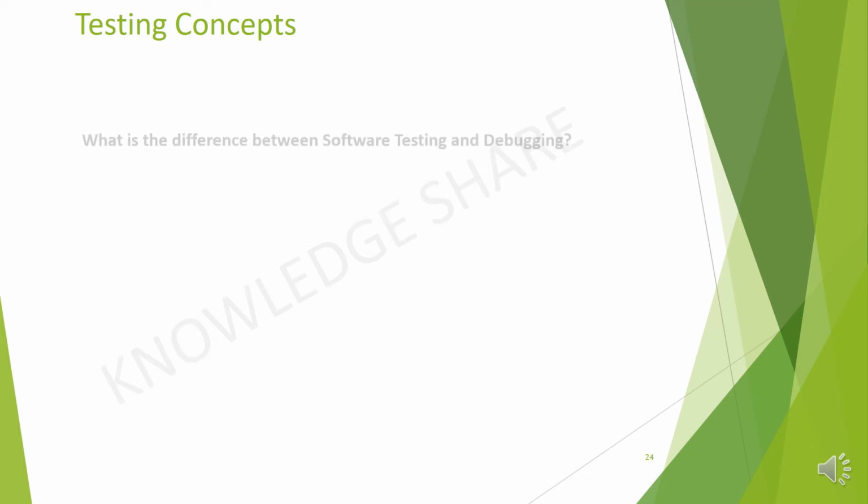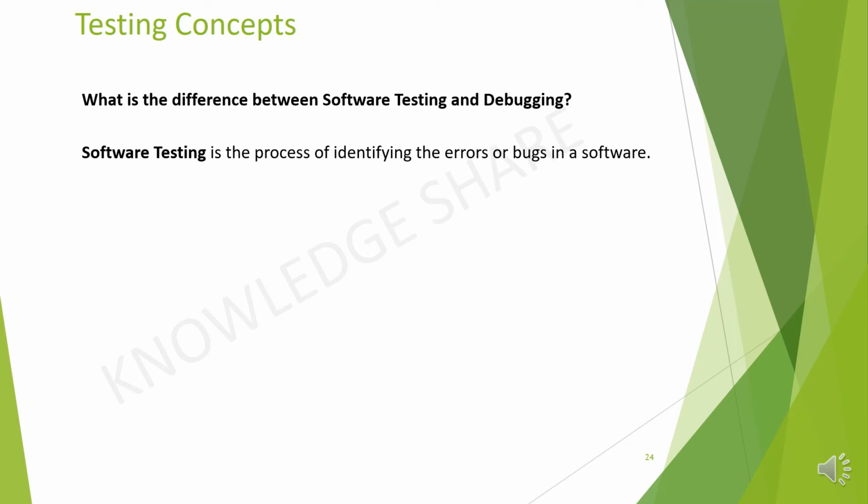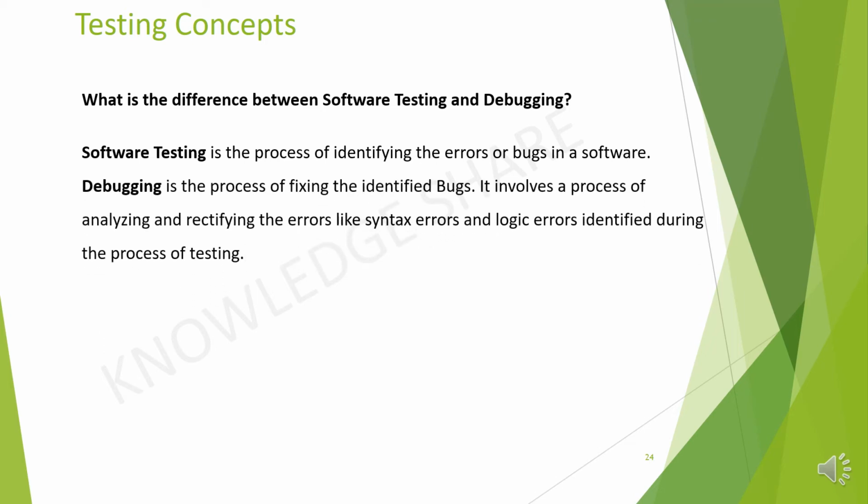Next question, what is the difference between software testing and debugging? Software testing is the process of identifying the errors or bugs in a software, whereas debugging is the process of fixing the identified bugs. It involves a process of analyzing and rectifying the errors like syntax errors and logic errors identified during the process of testing.